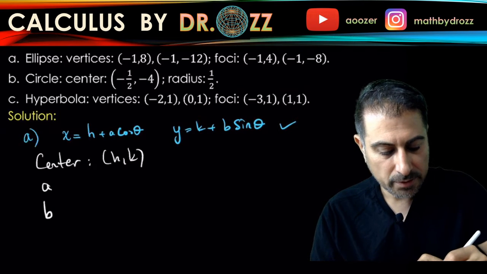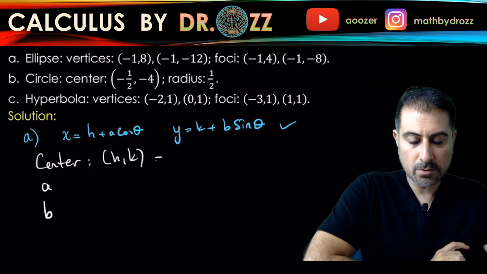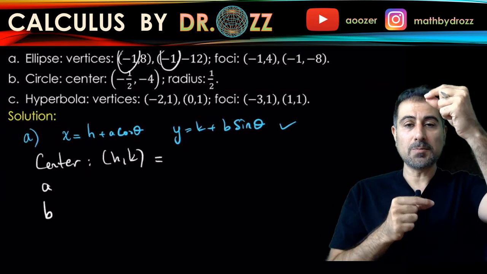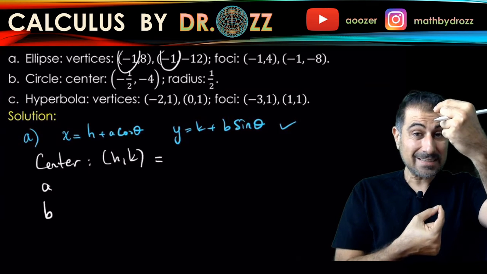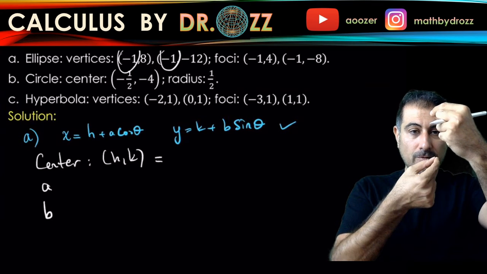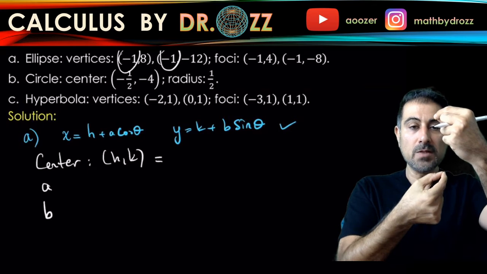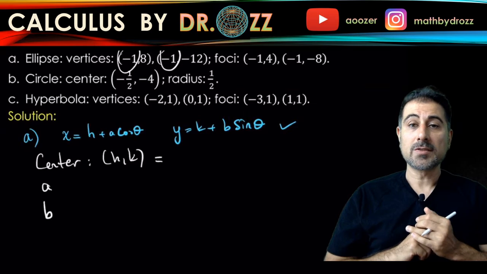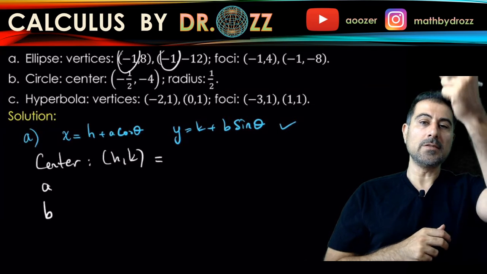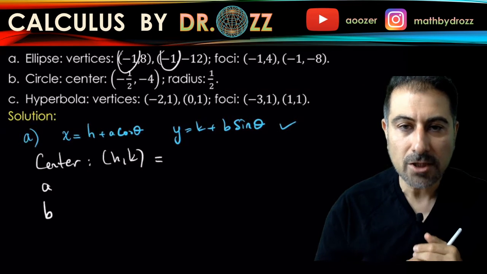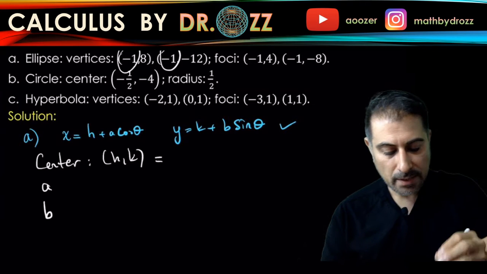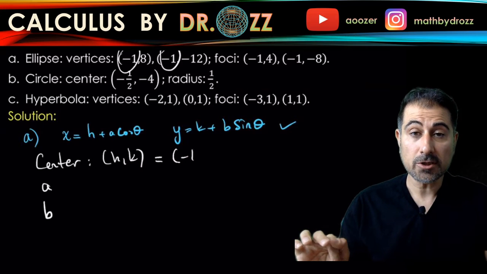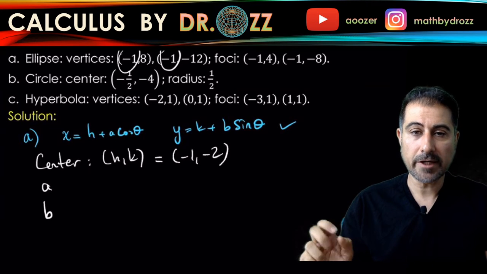The x coordinates are not changing here, so you're going down from 8 to -12, and the distance between two vertices is 20 units. Half of that tells you the distance from one vertex to the center. That is 10. So starting from (-1, 8) and going down 10 units in the y direction takes you to (-1, -2). That is the very first observation. So we have h and k.